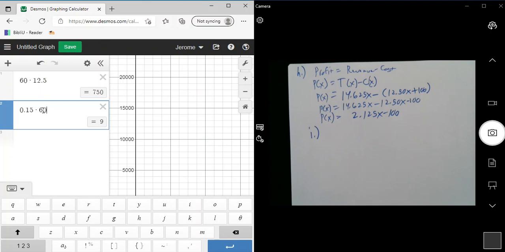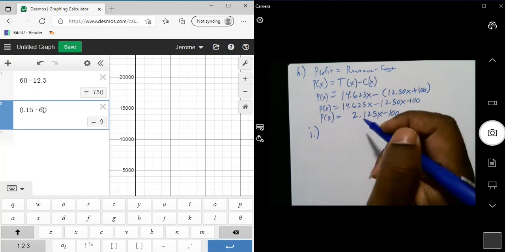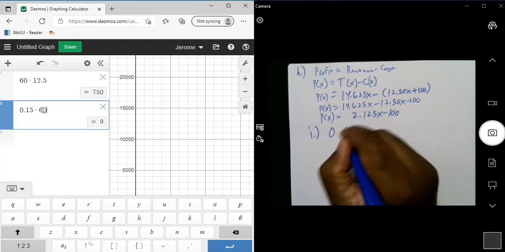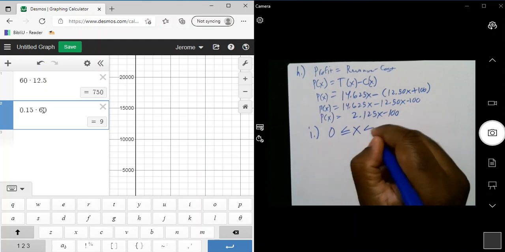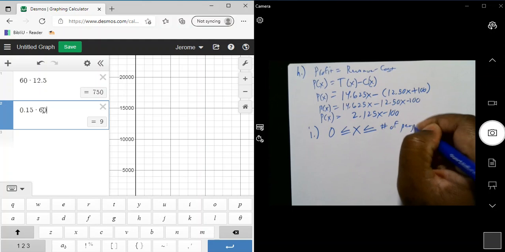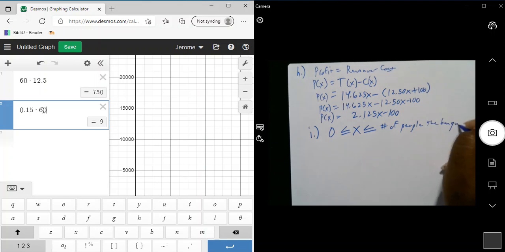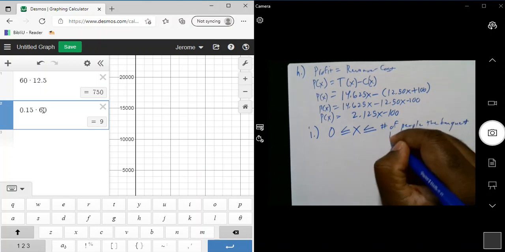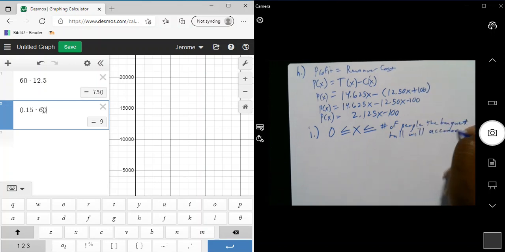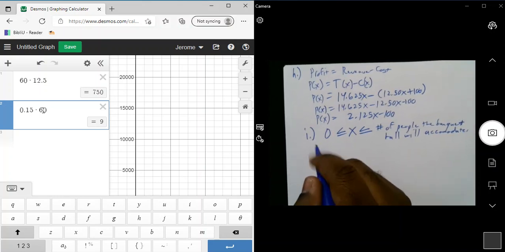What is the practical domain of this new function? Okay, the practical domain, we know we're not going to end up with a negative number here. So it'll be 0 is less than or equal to X, which is less than or equal to the number of people the banquet hall will accommodate. All right, now J.